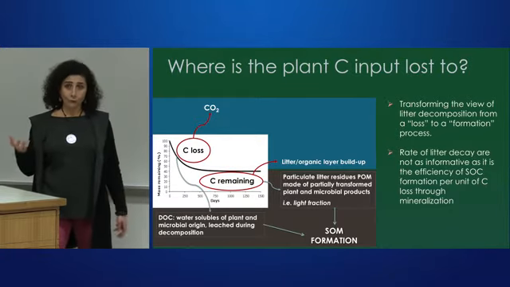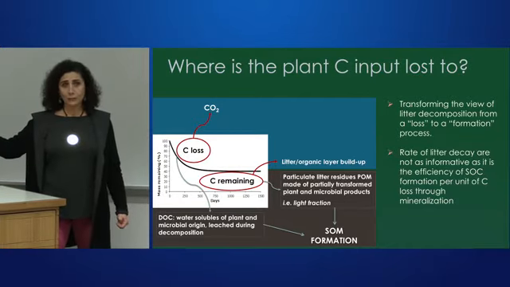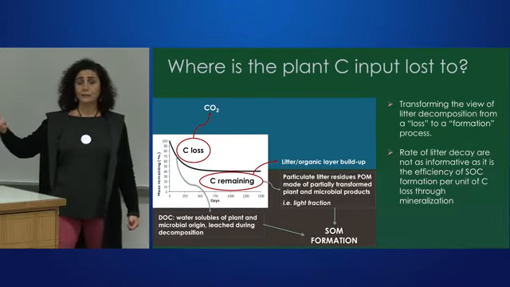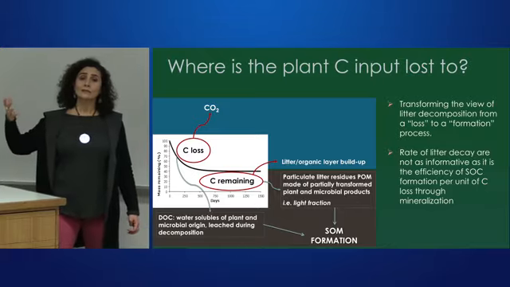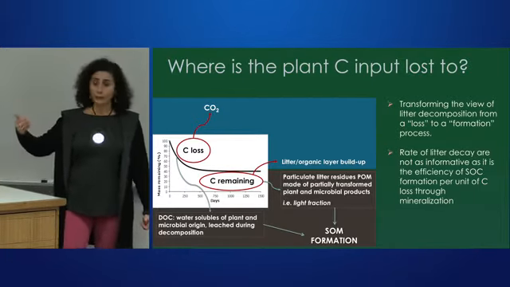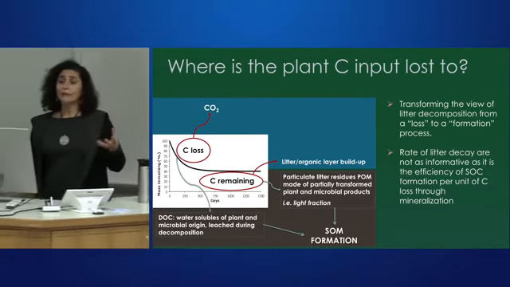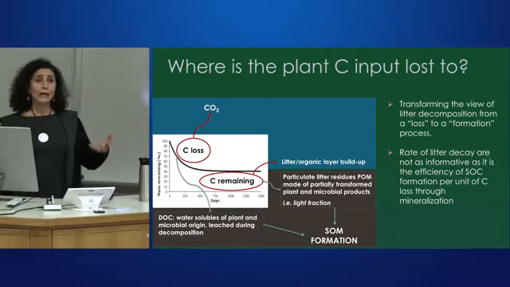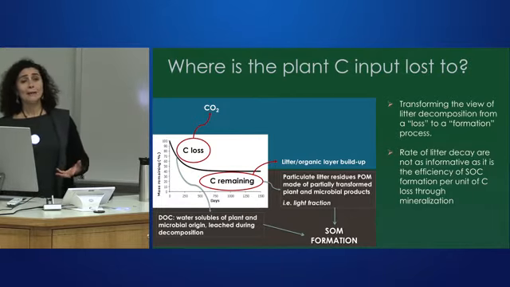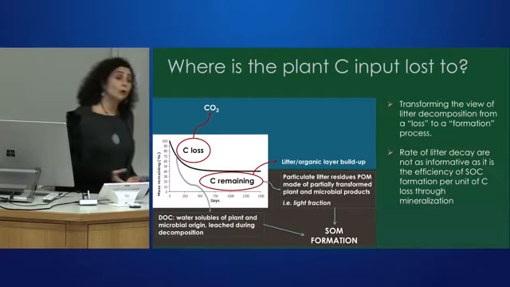We call it the light fraction. And the light fraction is an extension of the particulate organic matter that I was talking to you about yesterday. So particulate organic matter can be light, or it can be heavier if it's been more microbially processed. So basically now we have two ways in which organic matter from the plant can come into the soil and then, in the soil, form organic matter.